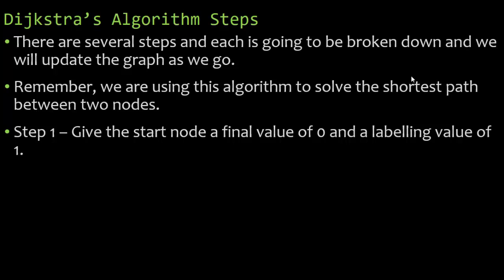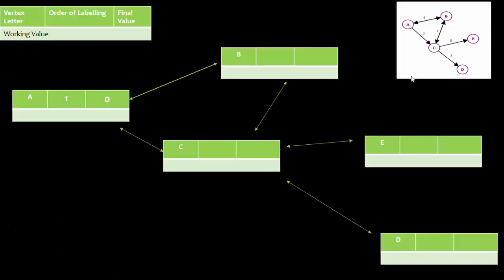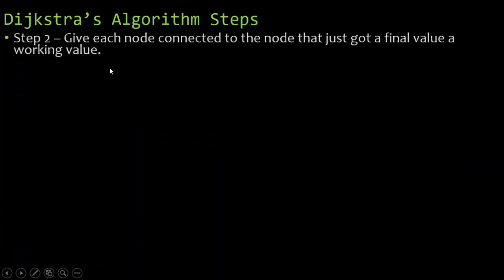So step 1, we give the start node a final value of 0 and a labeling value of 1. In our graph, A was the start node. So you'll see that our order of labeling was 1. We give it a final value of 0. And just like that, A is done. Now let's move on to step 2.